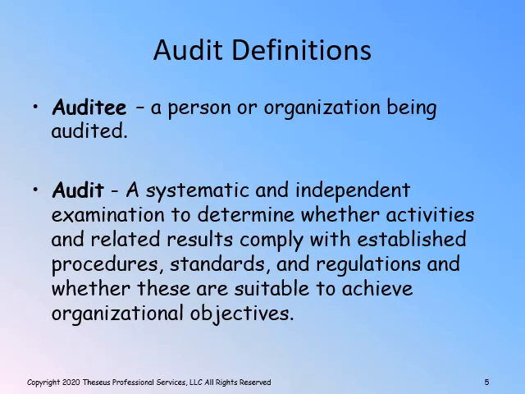Here are some terms to help you understand the audit process. An auditee is a person or organization being audited. Remember, you are the auditee. An audit is a systematic and independent examination to determine whether activities and related results comply with established procedures, standards, and regulations, and whether these are suitable to achieve organizational objectives. More will be discussed about the audit process in an upcoming slide.